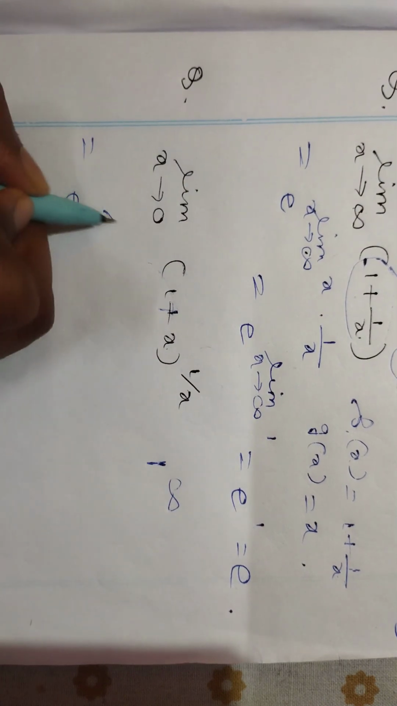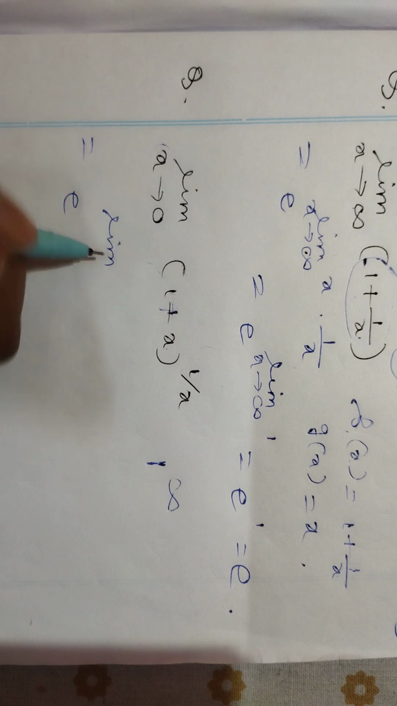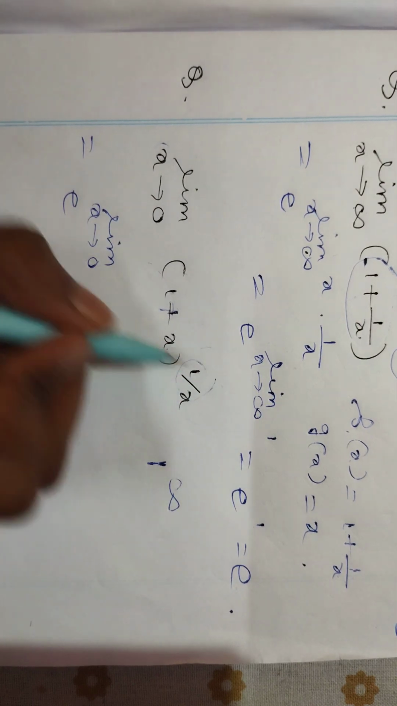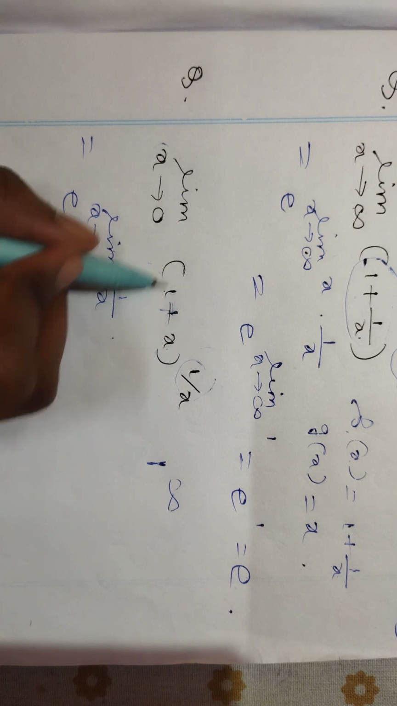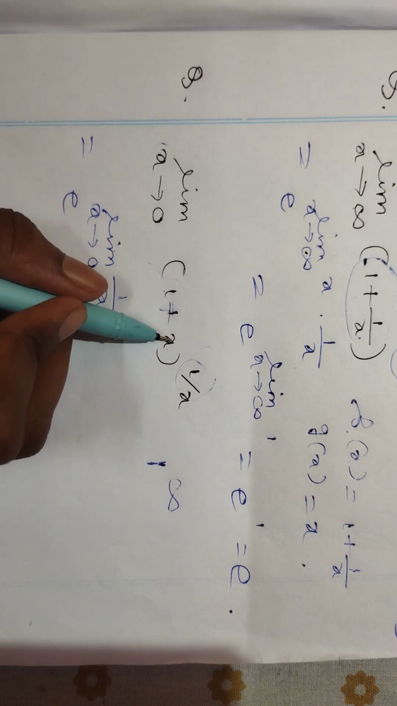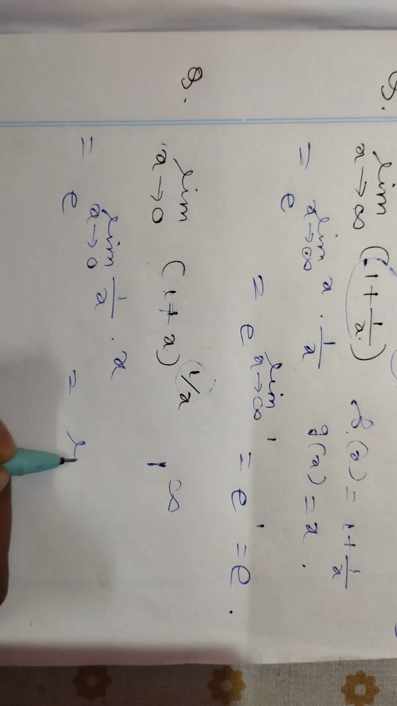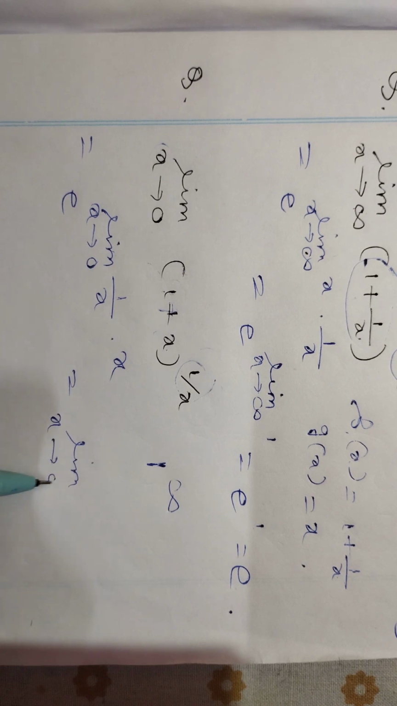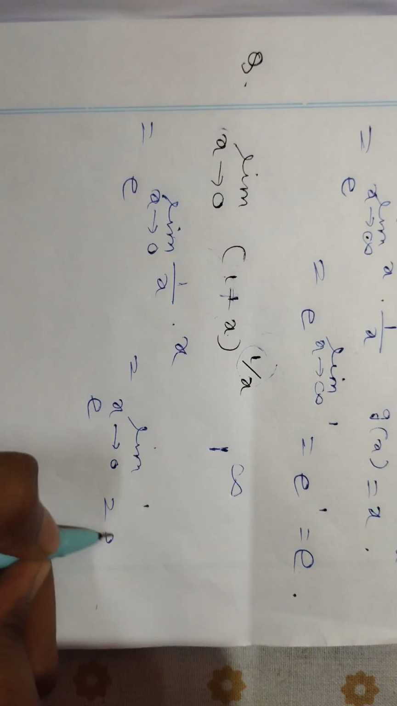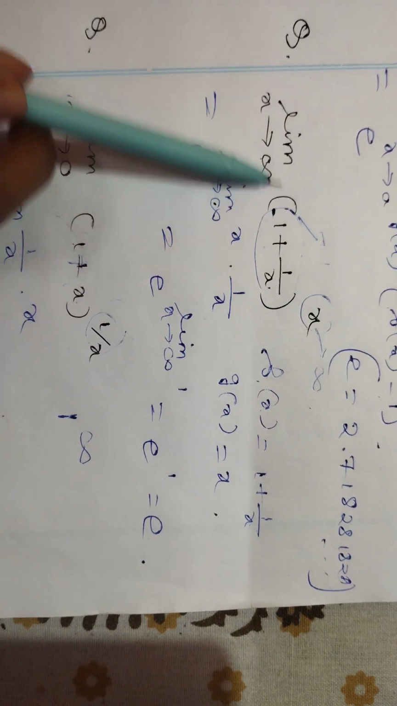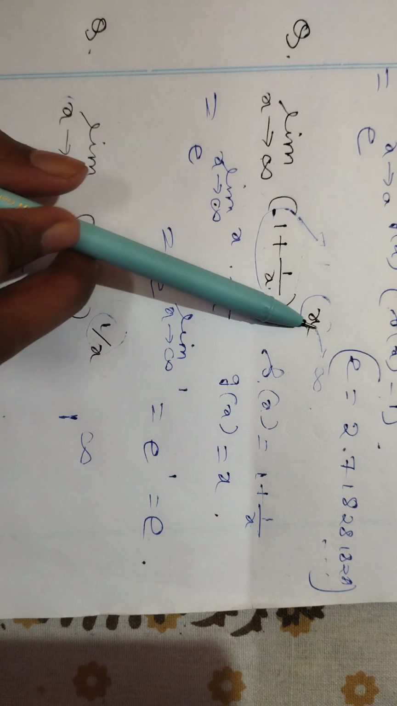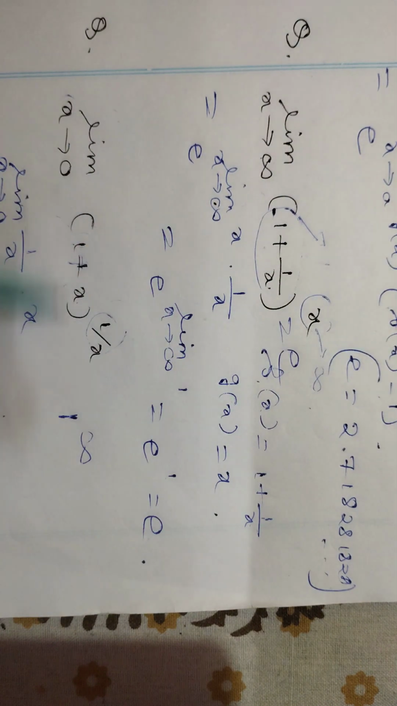So e raised to power limit x tending to 0, this will come from g of x, that is 1 by x, and we will deduce 1 from this particular function f of x, that is 1 plus x minus 1, that is x. So limit x tending to 0 of e raised to power 1, that is also e. And these limits are standard limits. You should know that limit x tending to infinity of (1 plus 1 by x) raised to power x is already e, and this one is already e too.